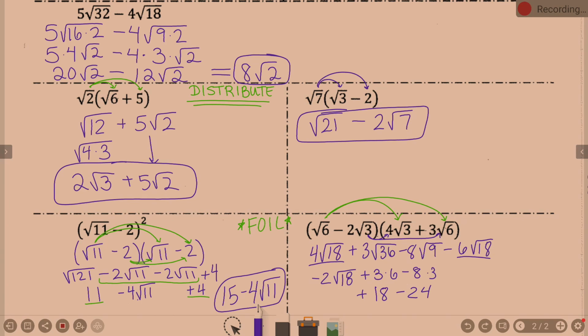Now, what about this negative 2 square root of 18? Well, 18 divided by 9. 18 does divide by 9, doesn't it? So it's negative 2 square root of 9 times 2. What do we know about the square root of 9? It's 3. So I have negative. Dang it. I wanted to put it right underneath.